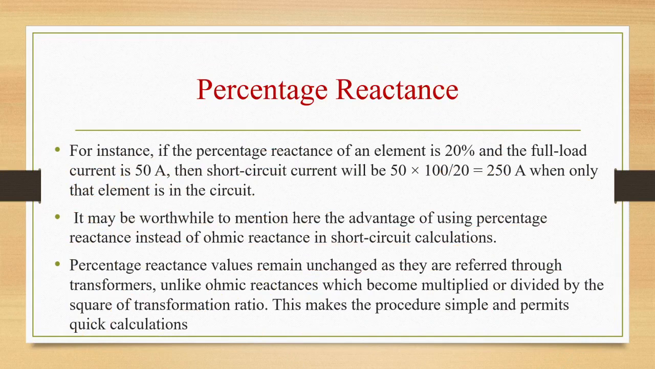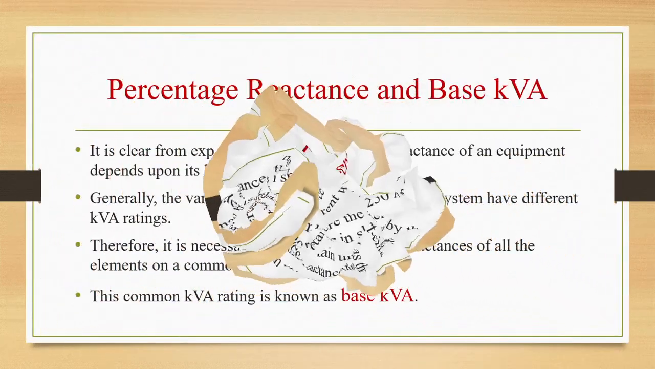So it may be worthwhile to mention here the advantage of using percentage reactance instead of ohmic reactance in short circuit calculations. Percentage reactance values remain unchanged as they are referred through transformers, unlike ohmic reactances which become multiplied or divided by the square of the transformation ratio. This makes the procedure simple and permits quick calculations.